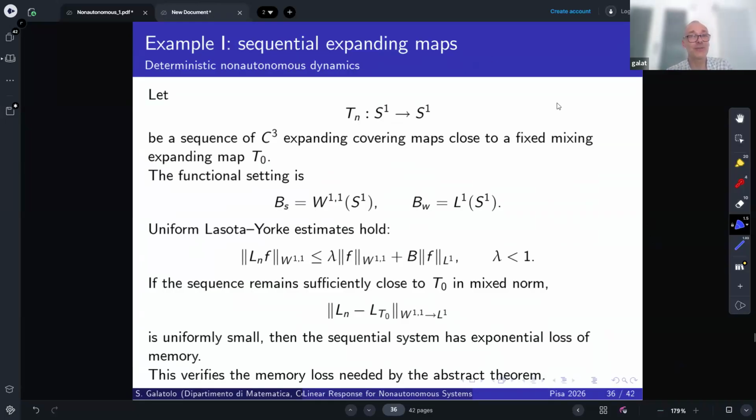The easiest example is you take a family of expanding maps on the circle, and then you take a strong space, the Sobolev space, and then with a weak space L1. In this case, you will suppose that all the expanding maps satisfy the same so-called Lasota-Yorke inequality. So they have a uniform behavior from the functional analytic point of view. This is a kind of standard assumption in the transfer operator approach. And if you also suppose that they are all near to a certain, let's say, central map, then you can prove that this system has an exponential loss of memory.